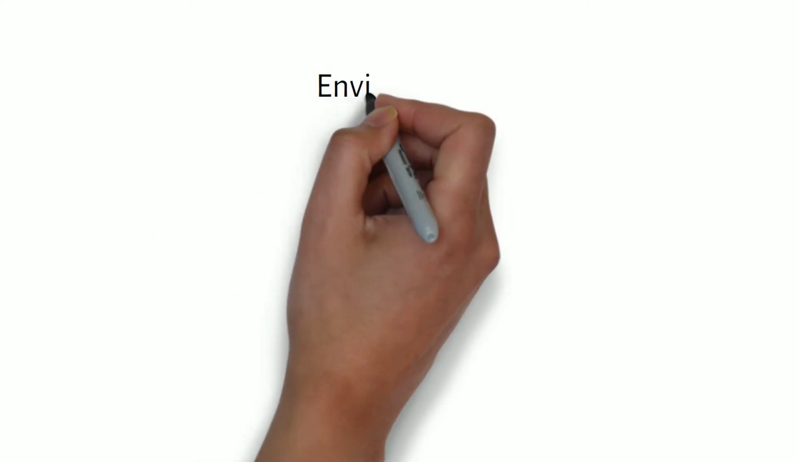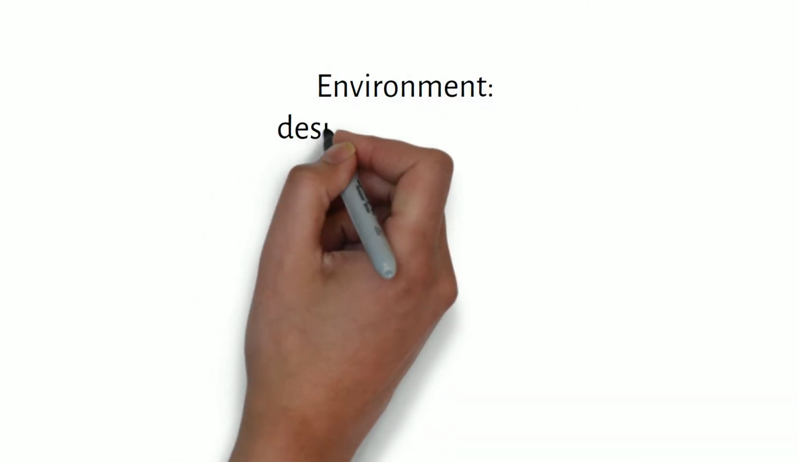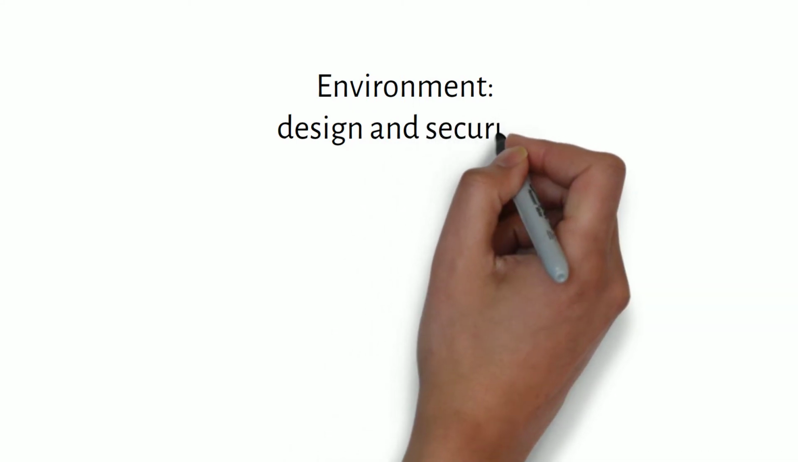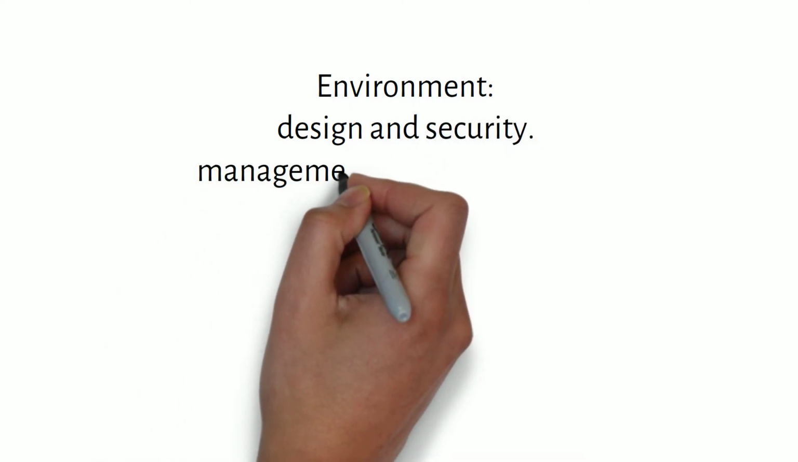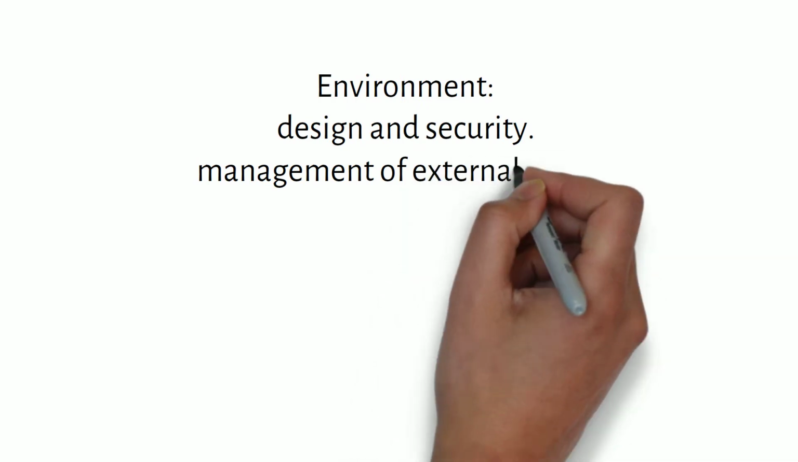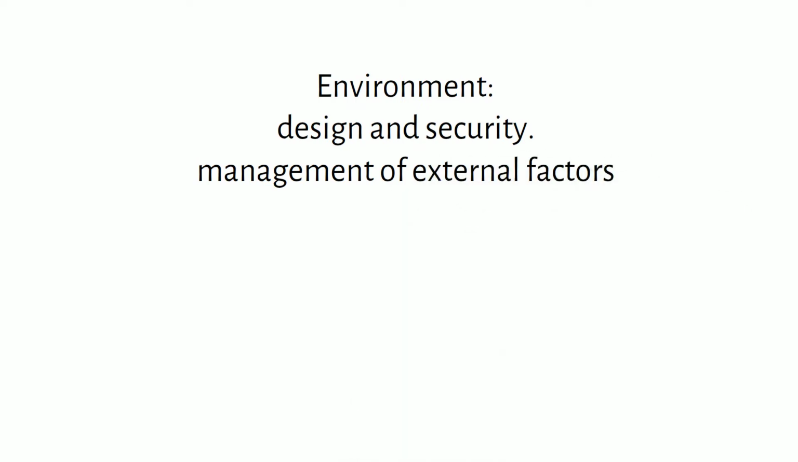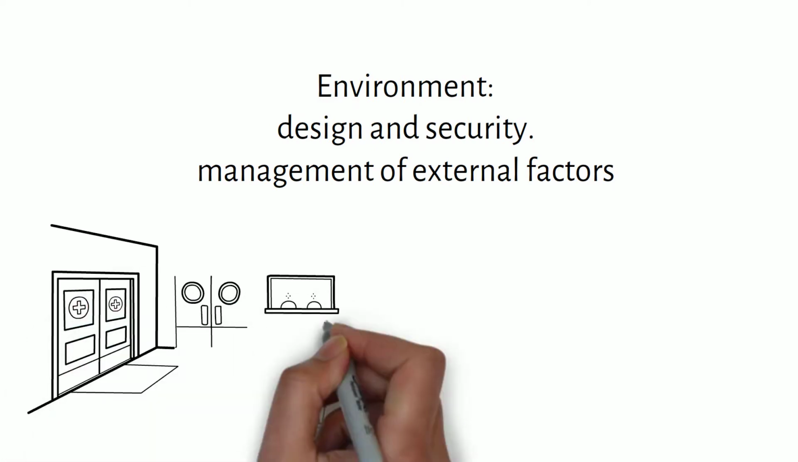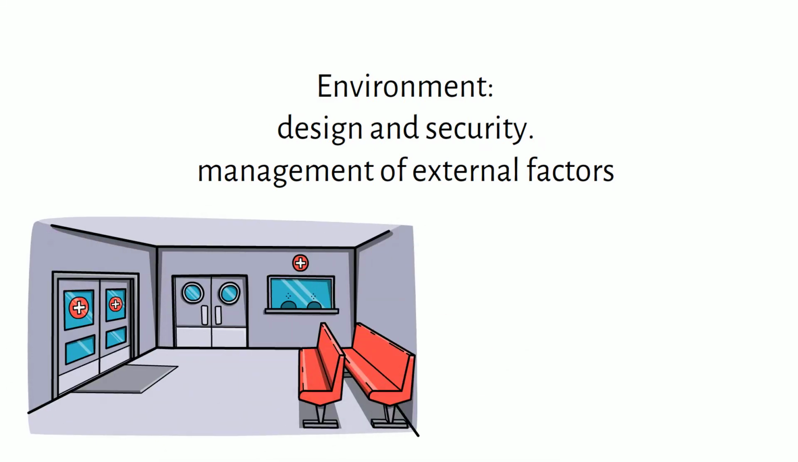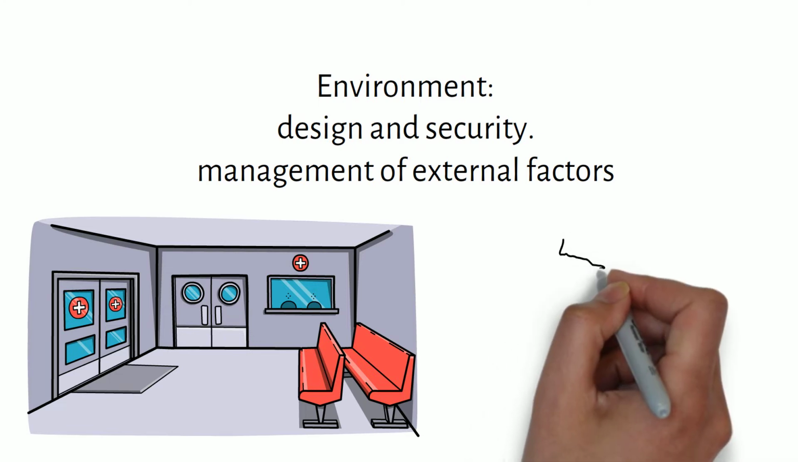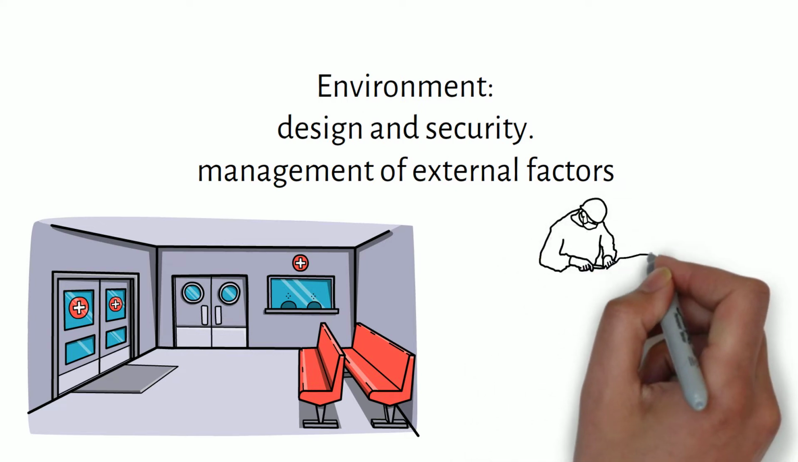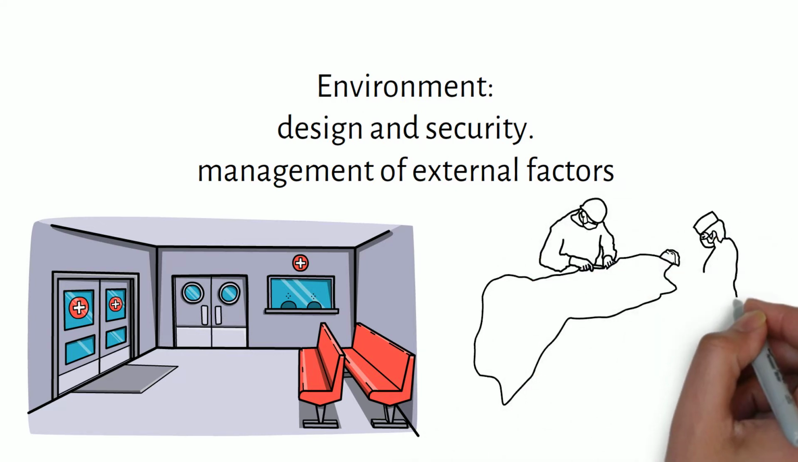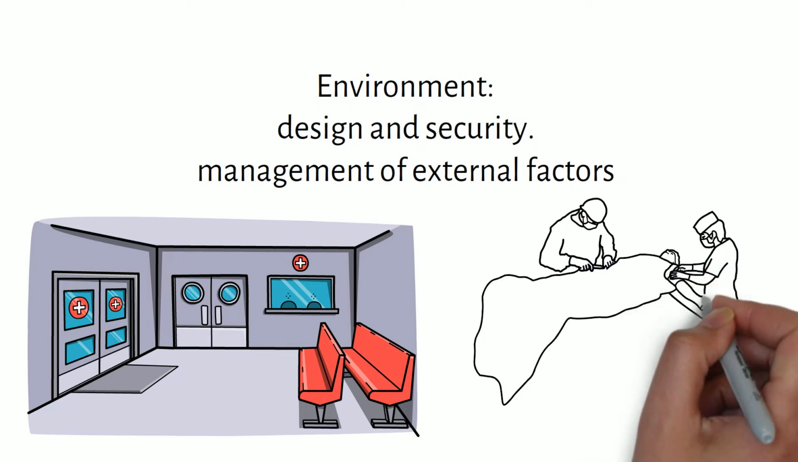The environment also has a critical role to play in making sure that patient care incidents are minimized. This category includes factors arising from any aspect of the environment in which the hospital service is provided, including design and security. An example is if the distance from the labor room to the neonatal intensive care unit is too long and too far, then this is an unfavorable design.